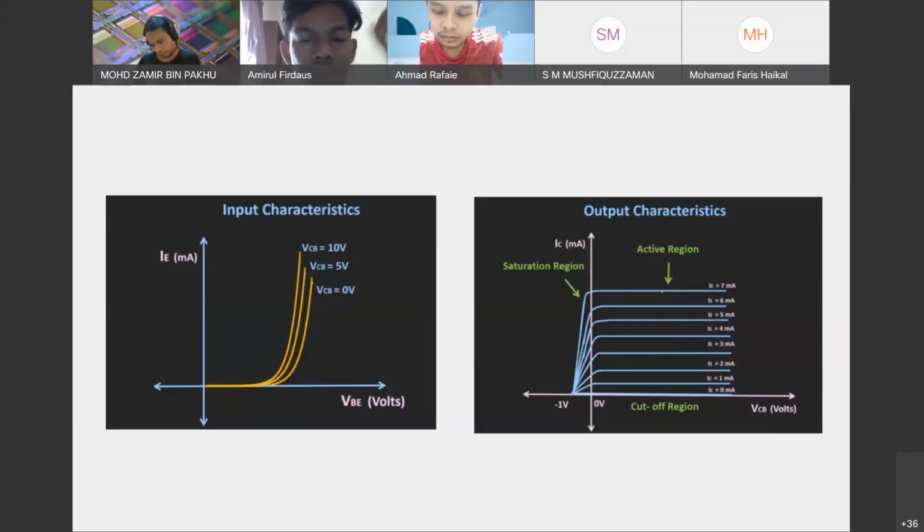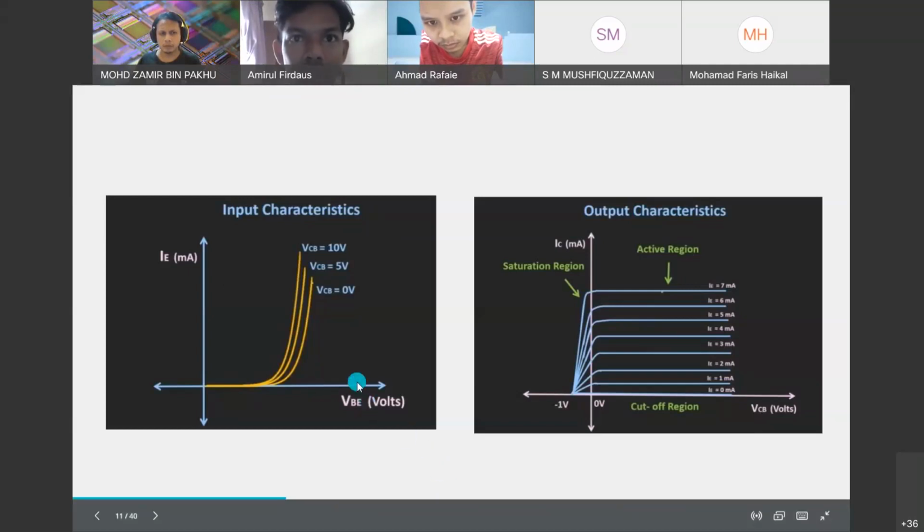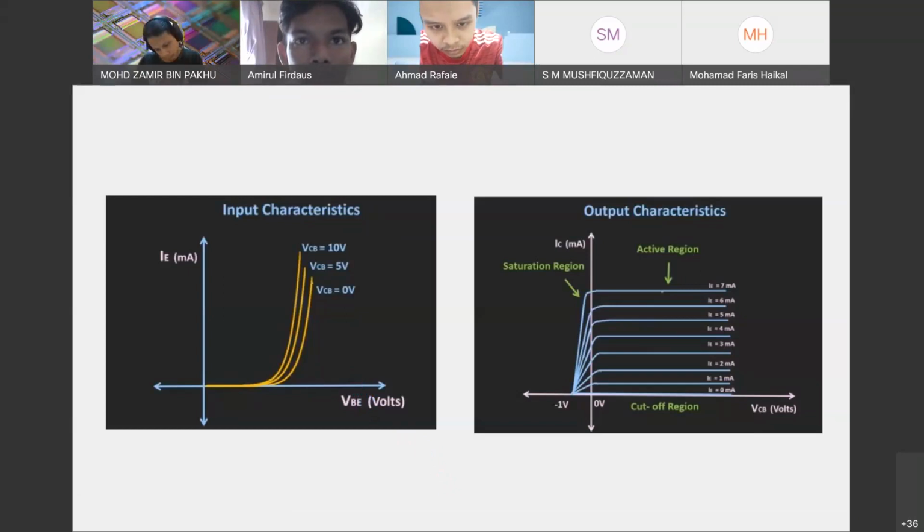From the input characteristic, we can find the impedance of the device in this particular region: if we find the slope of the curve, we get the input impedance. Next is the output characteristic. The output characteristic can be shown as three regions: the active region, the saturation region, and the cut-off region. The active region is the amplifying region.